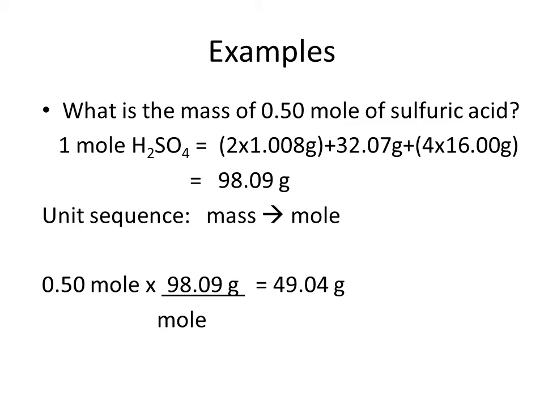So now I write my given, and I orient my fraction so that mole cancels out, and gram is the unit I end up with afterwards. Since the molar mass, 98.09 grams, always goes with gram, I put that in the fraction with the gram. I do my math and come up with 49.04 grams. So if I weigh out 49.04 grams, then I have half a mole of sulfuric acid.